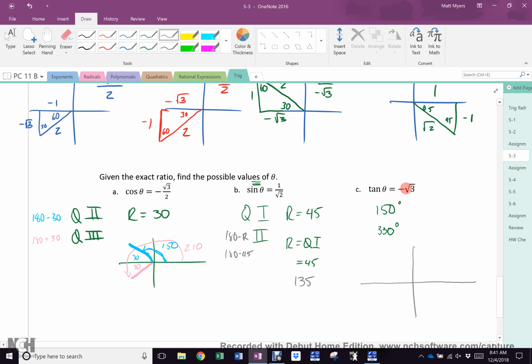Tan is negative. Where must it be? It has to be here and here, yes? It's got a root 3 in it. Must be a 30, 60, 90, yes? Since it's tan, does the hypotenuse matter? No. Tan is opposite over adjacent. So root 3 over 1, correct? So what is opposite? It is 60. What is opposite? 1. What'd you do wrong?